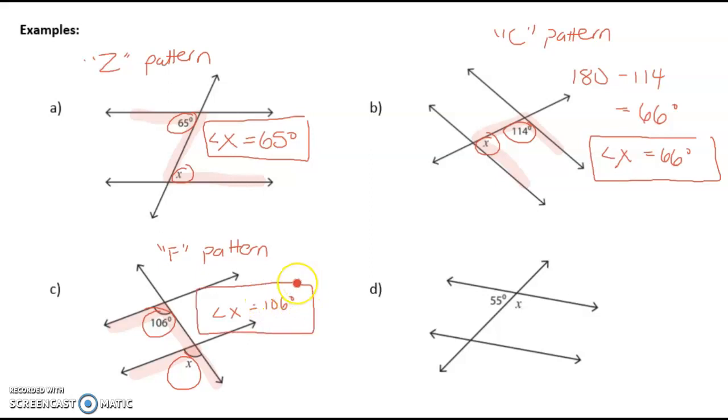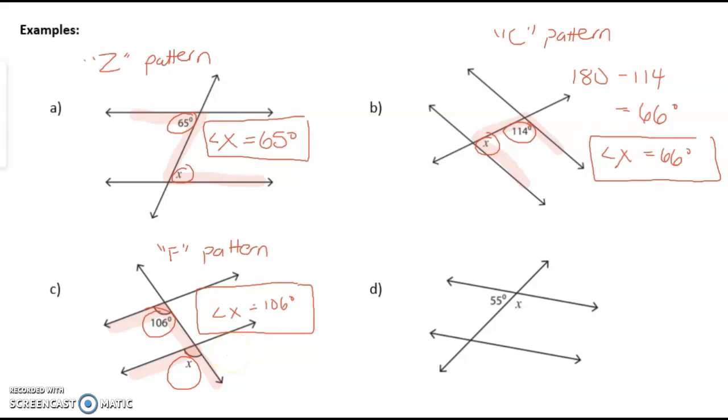Now remember, the only way that you can do these is if you have two parallel lines. So we have the parallel lines, and you can tell because they have the arrows on them, they're never ever going to touch. And then we have the transversal line that cuts the two parallel lines. So just make sure you're always looking for that.